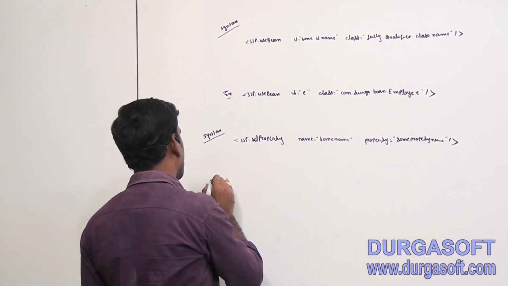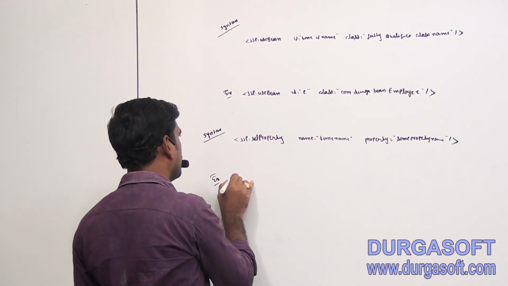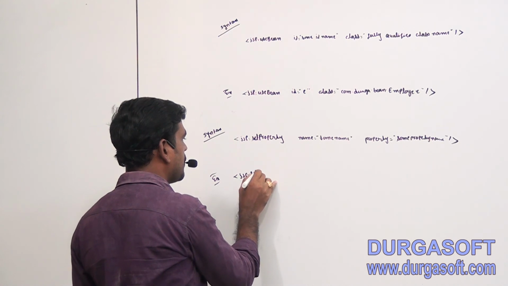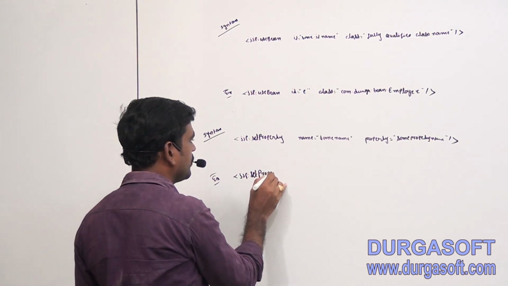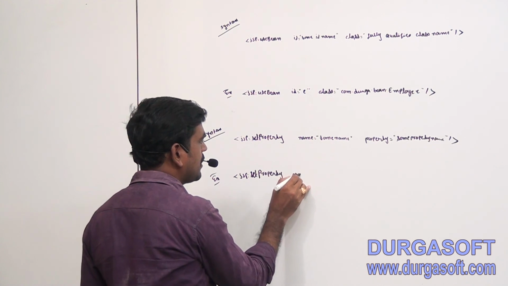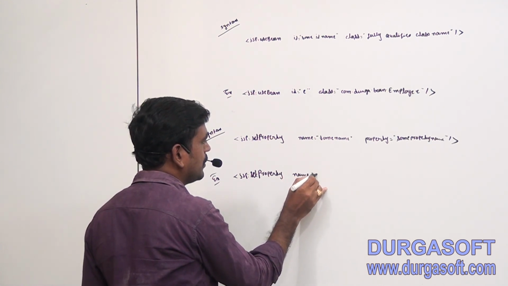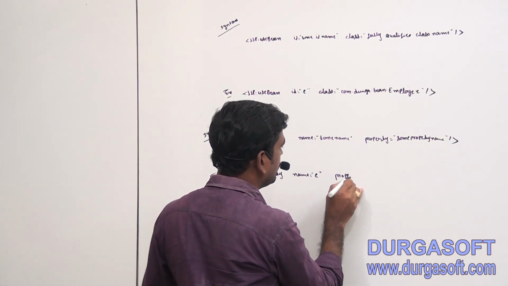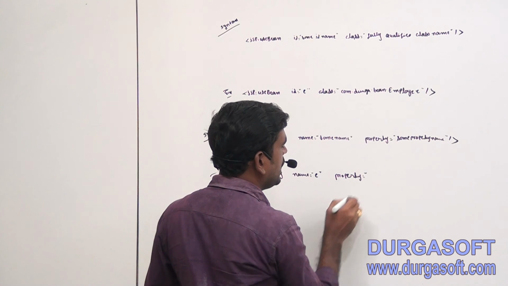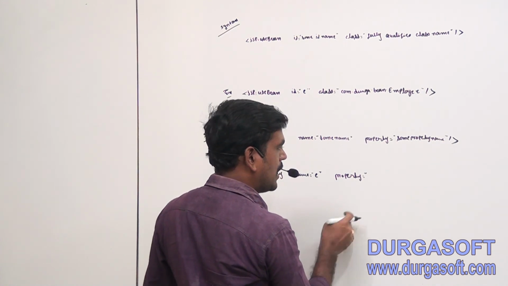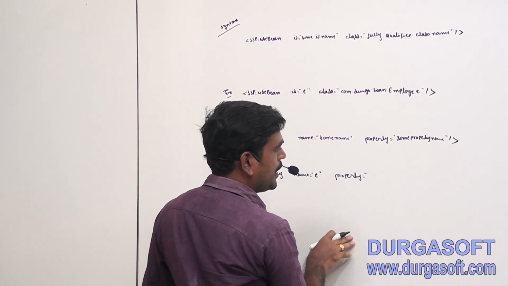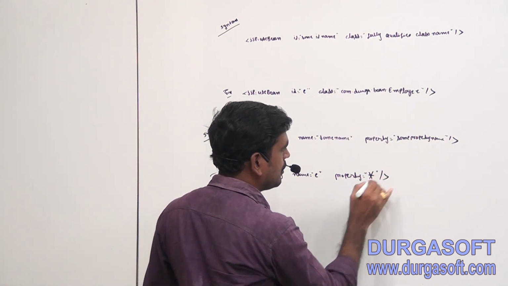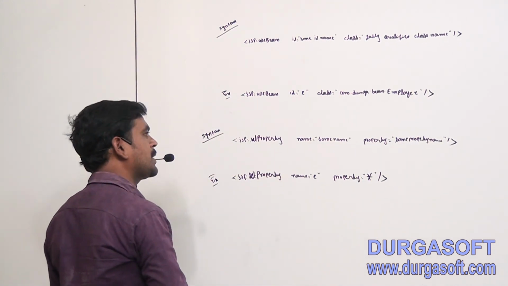The next example: jsp:setProperty and the name equal to e, the next property equal to empNo or eName, your choice. If you want to pass all the properties directly, we can take star here. Star represents all.